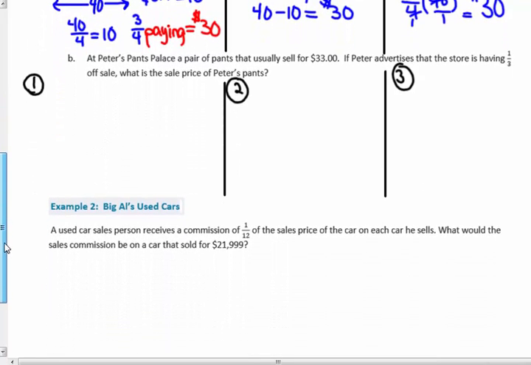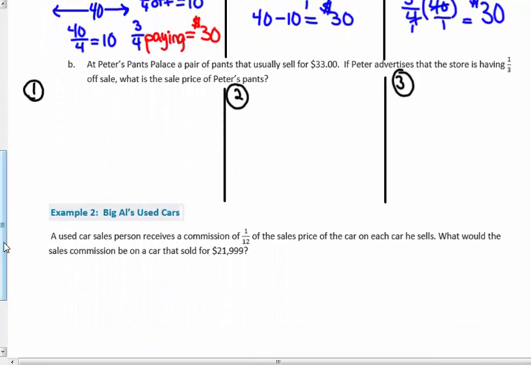In example B, at Peter's Pants Palace, a pair of pants, wow, Peter picked a peck of pickled peppers, that sounds like. At Peter's Pants Palace, a pair of pants that usually sells for $33, if Peter's advertises that the store is having 1/3 off the sale, what is the sale price of Peter's pants? Oh, now we're doing 1/3.